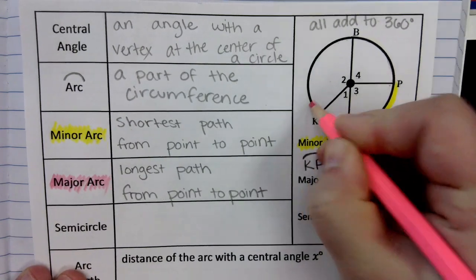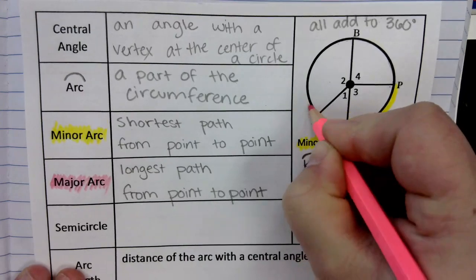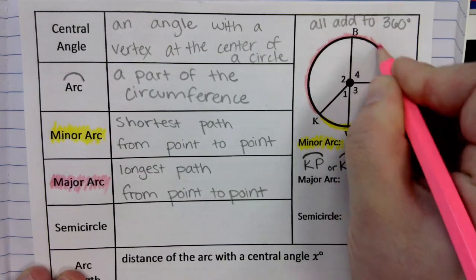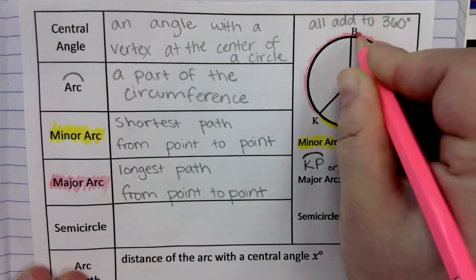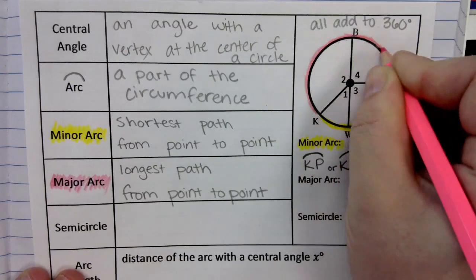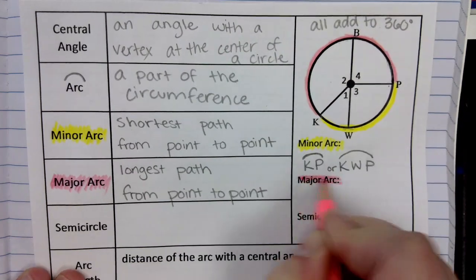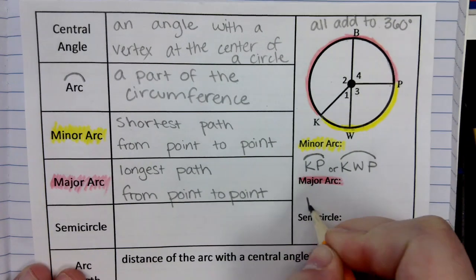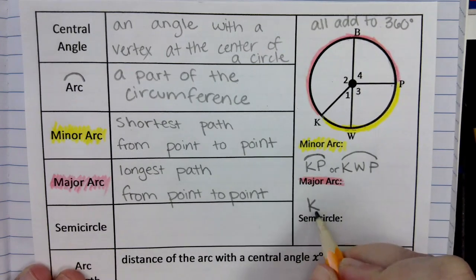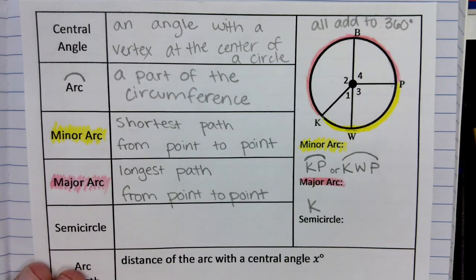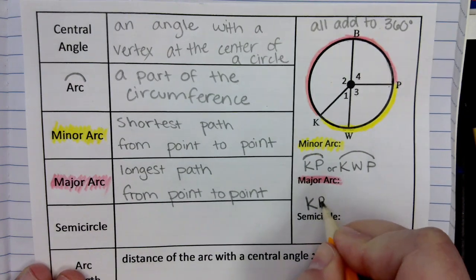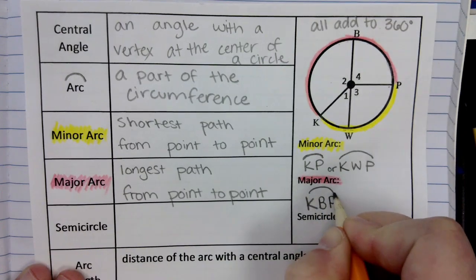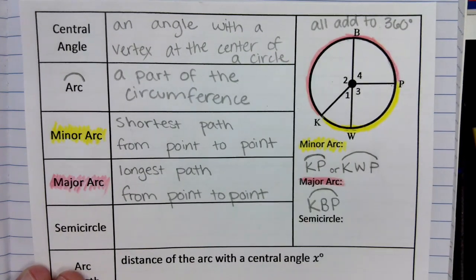Okay, so for this major arc, we're starting at K, and then where am I walking to after K? I'm walking to B, and then I'm ending at P. So arcs can either have 2 letters, or they can have 3 letters. No more than 3. If there were more points, we would just pick one of the points in between. But a major arc must use 3 letters.